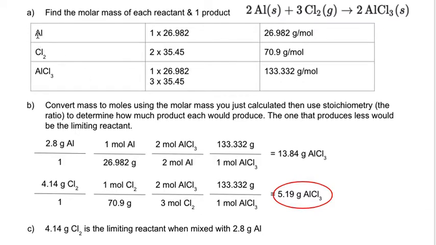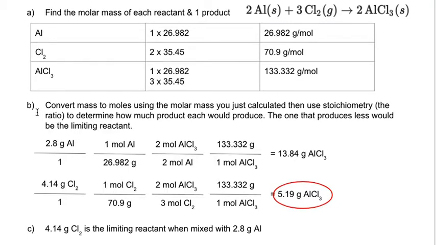For aluminum, there is no subscript, so there's just one, times the mass that I find on the periodic table. For chlorine, there's two of them, so 2 times the mass on the periodic table. And for aluminum chloride, there's only one aluminum, times its mass, and 3 chlorine times its mass, and then add those two numbers together to get the total molar mass.